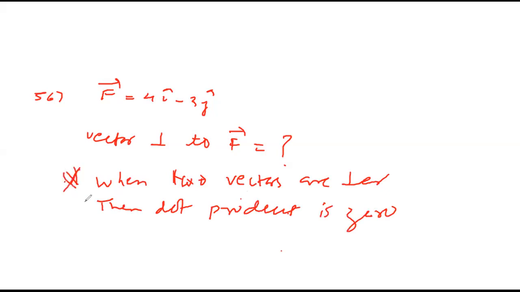What is the dot product of a vector with itself? Dot product of a vector with itself is the square of its magnitude. The dot product of the same vector is the square of the magnitude, and for perpendicular vectors it is 0.